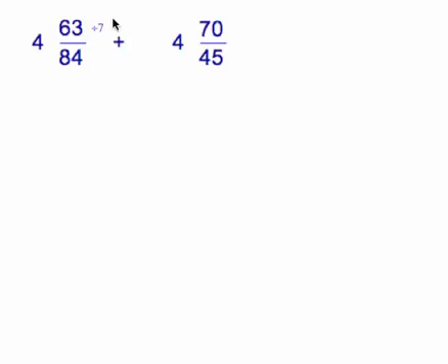All right, so I'm going to divide the top and bottom by 7, and that's going to give me 63 divided by 7 is 9, 84 divided by 7 is 12, so I now have 4 and 9/12ths. Now over here with the 70 and 45, I'm thinking 5 is going to go into 70 and 45, so I'm going to divide the top and bottom by 5, and that gives me 4 and 14/9ths.